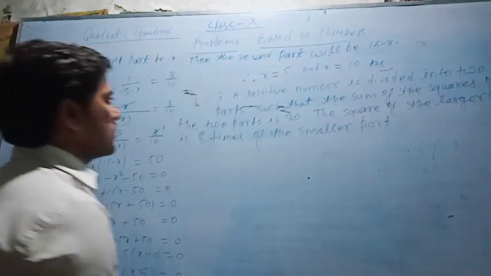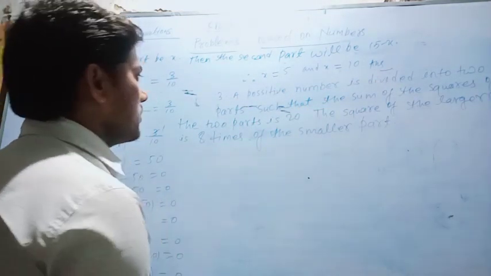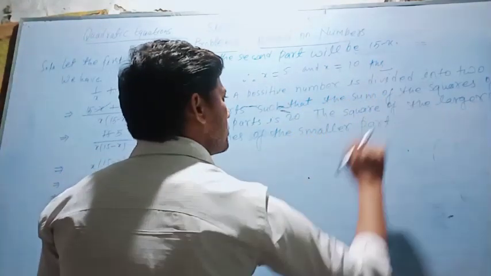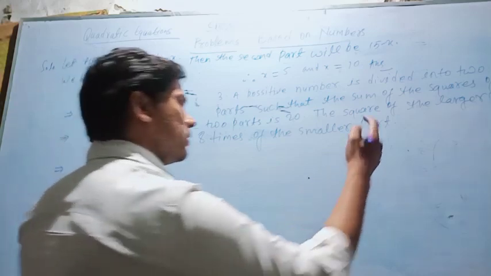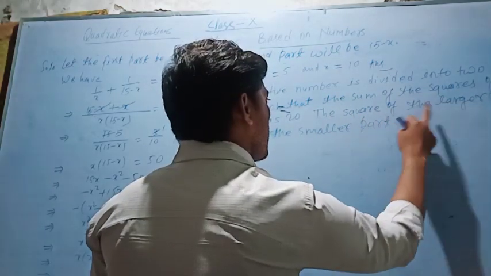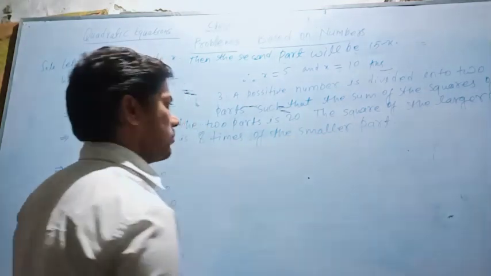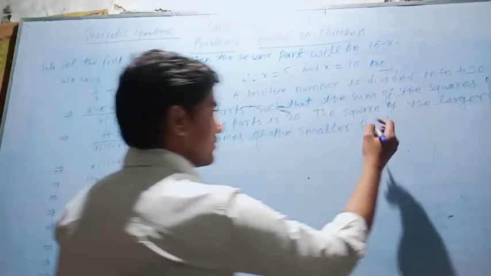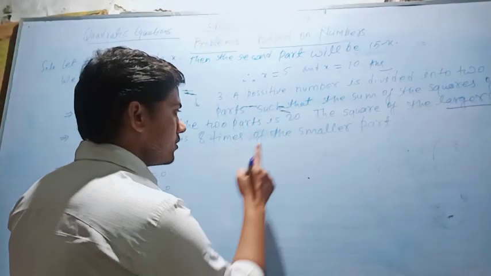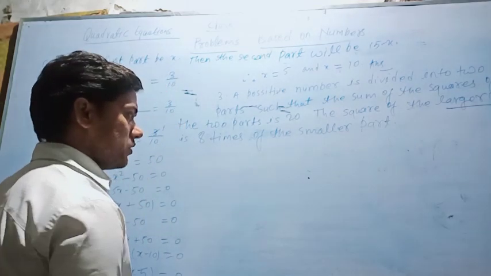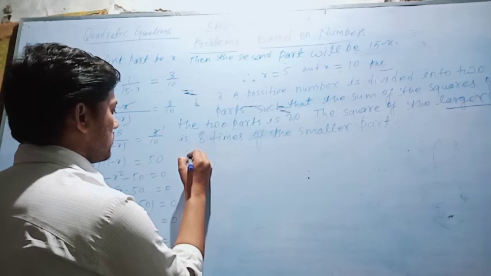Okay, a positive number is divided into two parts such that the sum of the squares of the two parts is 20. The square of the larger part is 8 times the smaller part. So let the smaller part be x.